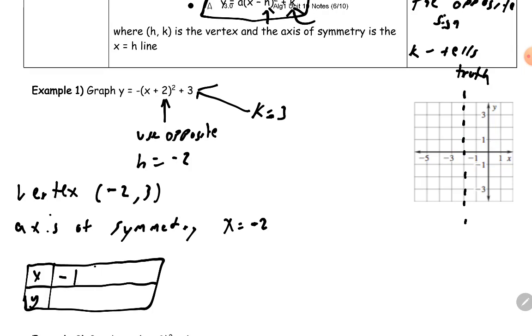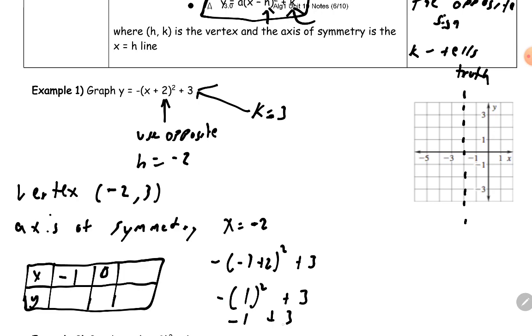I'm going to use -1 and 0. So if we plug in -1, we'll get -(-1 + 2) squared + 3, which becomes -(1) squared + 3. So since the negative's outside, we'll get -1 + 3, which is 2.